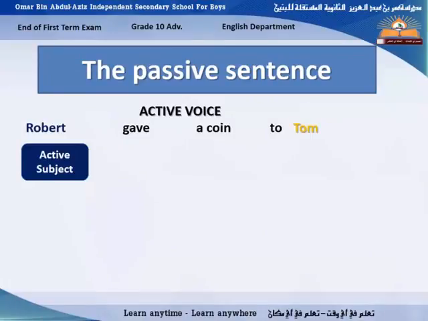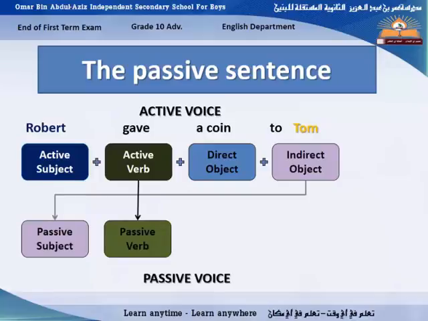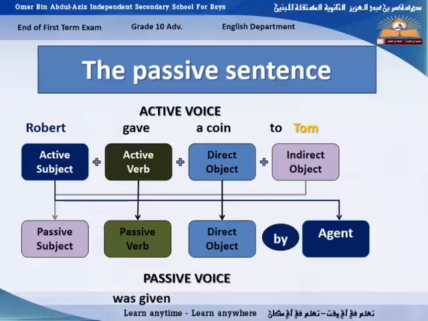Robert gave a coin to Tom. This is the active sentence. We have two different objects. First one, the direct object, which is a coin, and the indirect object, which is Tom, because the verb here, gave, is a transitive verb which goes to two different objects, one direct and the other indirect. In the passive voice, we start with the indirect object: Tom was given a coin by Robert.